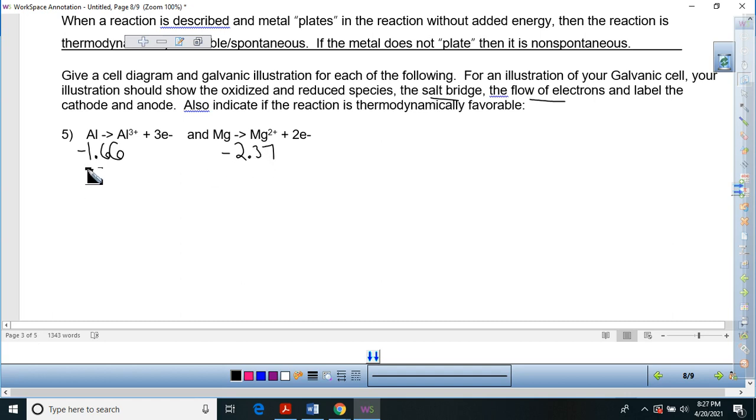Okay, the more likely it is to be reduced, the higher the reduction potential. So aluminum is actually more likely to be reduced. Okay, the magnesium has a lower reduction potential, so it's more likely to be oxidized.